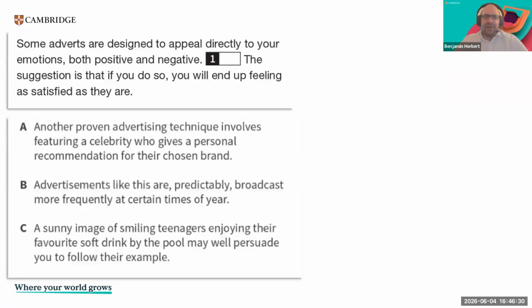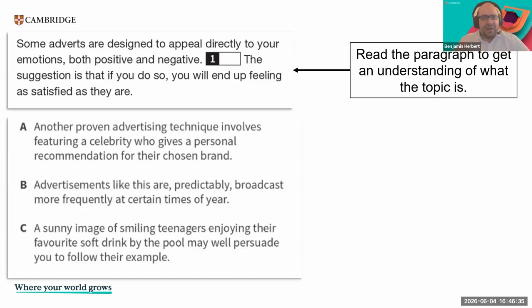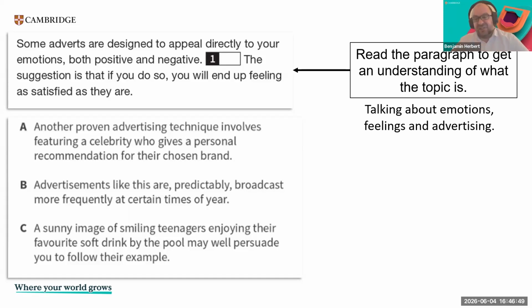If we look at that first gap, I could get my learners to focus on that paragraph. What's the topic of the paragraph? We can see here it's talking about emotions, feelings, and advertising, because it's the introduction to the text. In the classroom, I'd often get my learners to do this individually. I'd give them just a short amount of time and then get them to compare their ideas with their partner.